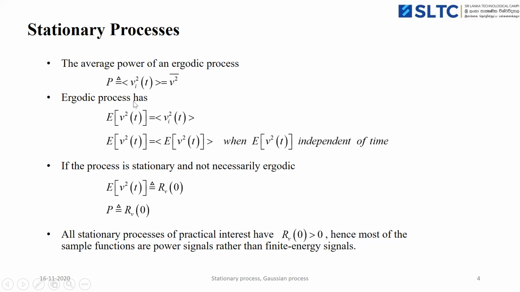Then the ergodic process has the mean square value. This is the mean square value of the random process, so expectation of v squared of t, which is equal to the average of the square of the ensemble. This inner product indicates the ensemble, the average of the ensemble. Because of the square, we have to say the average of the square of the ensemble is equal to the mean square value of the given random process. Since the ergodic random process is independent of time, we can equate both terms. The ensemble average is equal to the average of the random process.